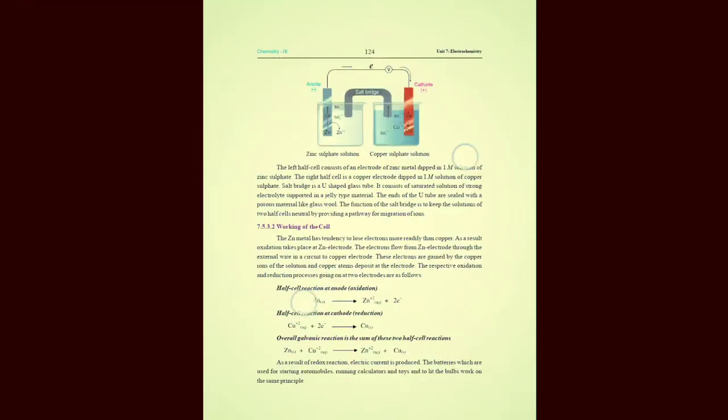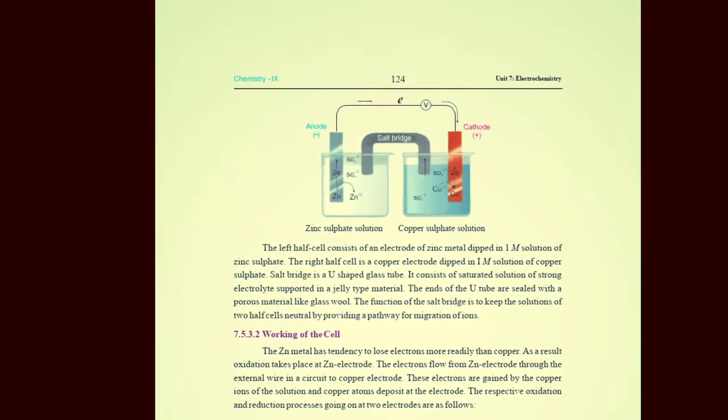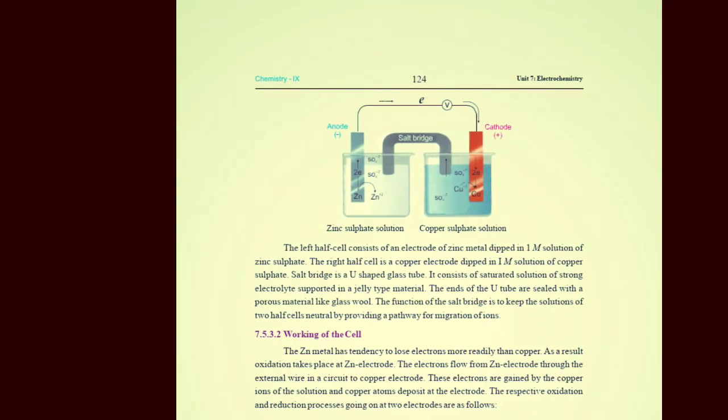Here is the diagram which is explaining the Daniell cell. Anode has negative charge and cathode has positive charge. The reason for it is that at anode oxidation takes place and at cathode reduction takes place, and electrons move from anode to cathode.